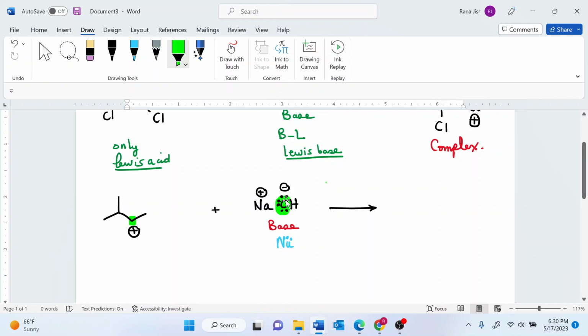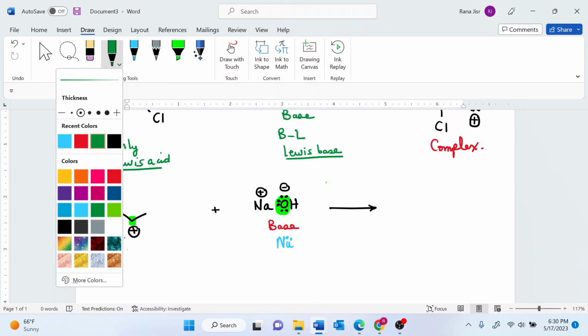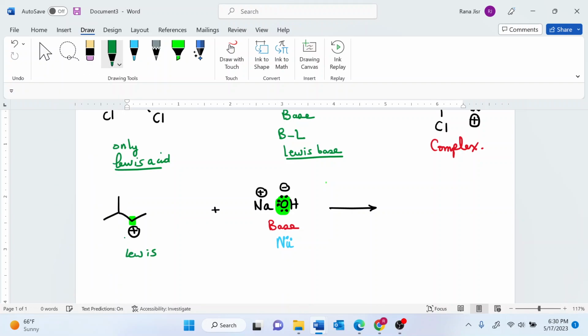So the nucleophile can come and donate its electrons to this carbon here. This carbon lacks electrons, it doesn't have a hydrogen, so it's not considered to be a Bronsted-Lowry acid. It's only a Lewis acid. So this guy is a Lewis acid, and it is my electrophile. So I located my nucleophile, I located my electrophile.